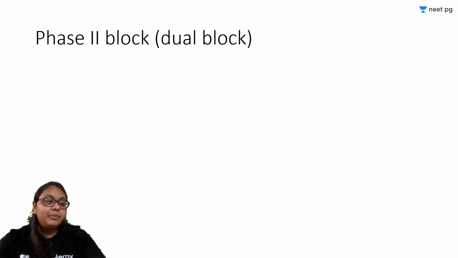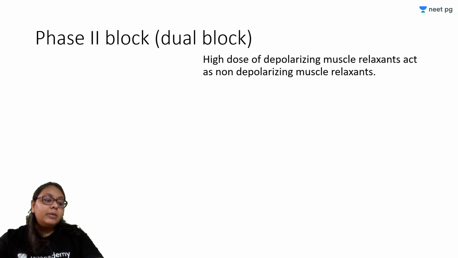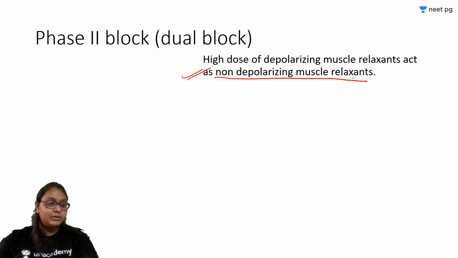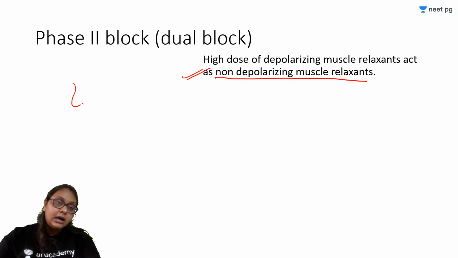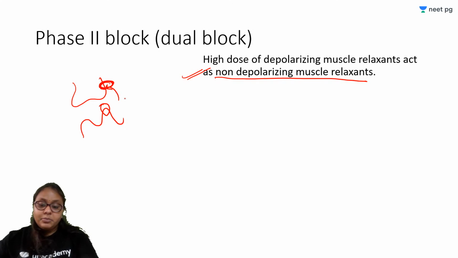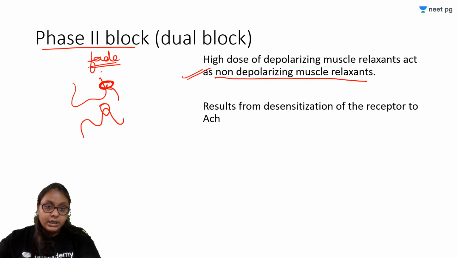Now, what happens with the phase 2 block? That is the dual block which is seen with scoline. If I have given a high dose of scoline, then it acts as a non-depolarizing muscle relaxant. Where do non-depolarizing agents act? They act on the postsynaptic area, plus they act on the presynaptic area also. As it is acting on the presynaptic area also, in the phase 2 block we see the fade phenomenon even with succinylcholine.